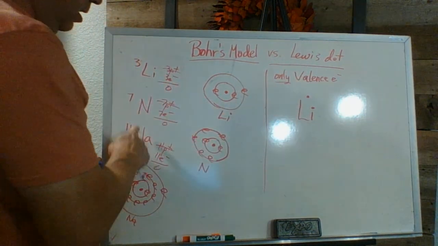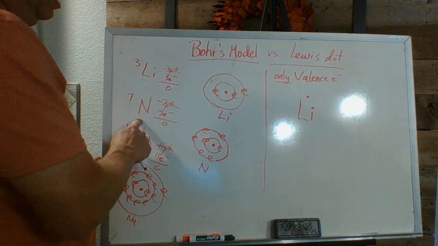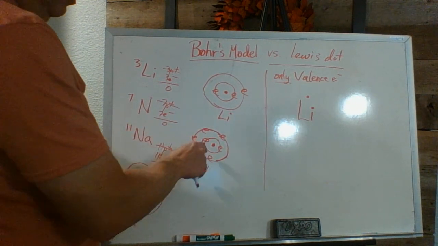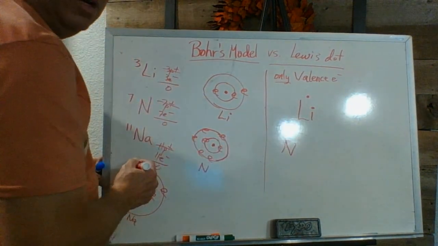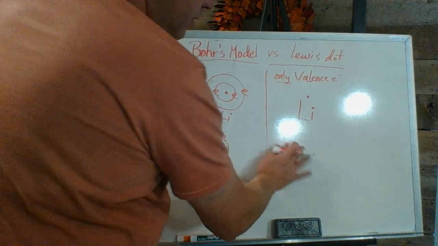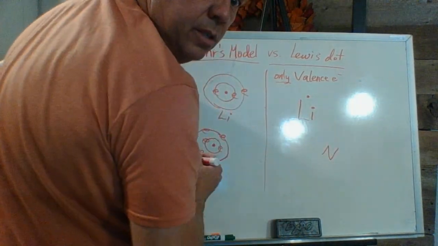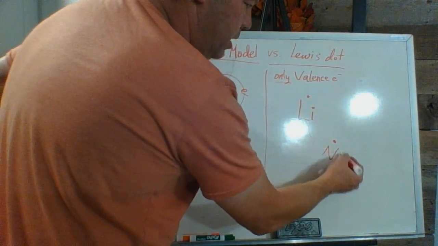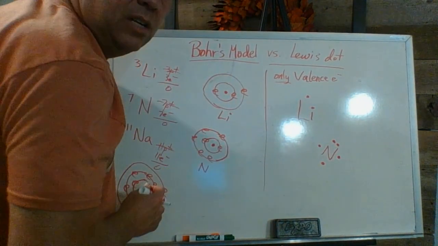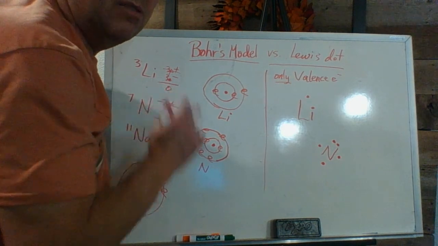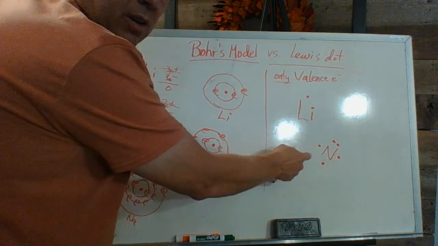So he has 1. How many valence electrons did nitrogen have? Well, nitrogen was number 7. There was 2 in the first, 5 in the outside. So nitrogen, you put the symbol. Nitrogen. How many valence? 5. 1, 2, 3, 4, 5. Lewis dot structures are very, very simple. If you know how to draw the Bohr models, these are very, very simple to go with it.